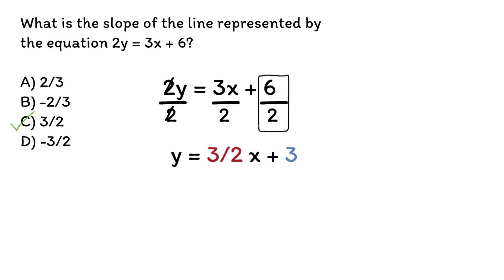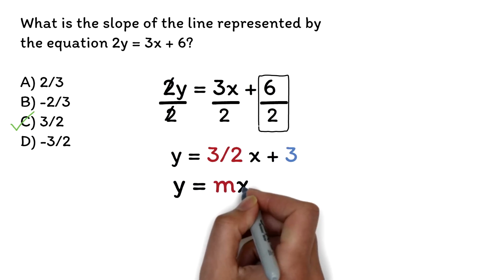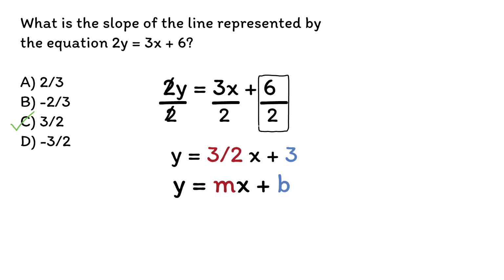Now, this is in the slope-intercept form of the equation of a line. Y equals mx plus b. We said in this form, the number with the x is our slope. So our slope is 3 over 2.